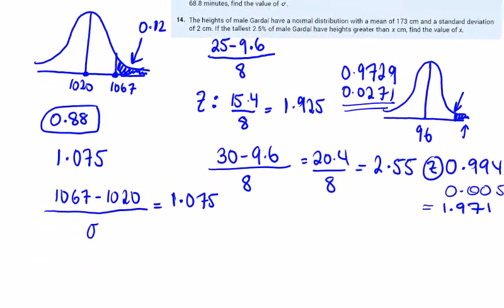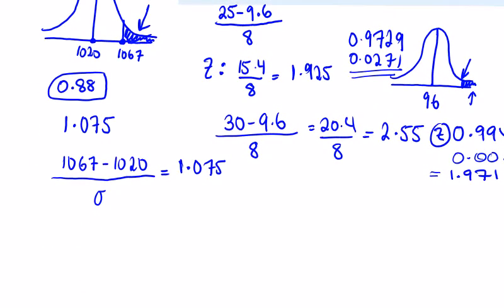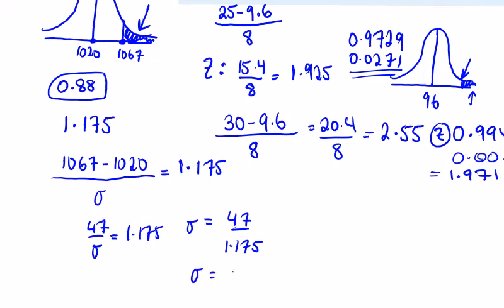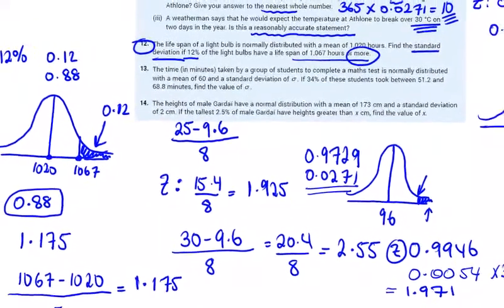1.175. So to solve for sigma, just seeing if that's 1.175. I think I said 1 and wrote 0. It's 1.175. So we're going to have 47 over sigma is equal to that 1.175. So sigma is equal to, they swap places, 47 divided by 1.175. And 47 divided by 1.175 is 40. Standard deviation in this case is 40. So they can ask any of the unknowns, which they have in number 12.